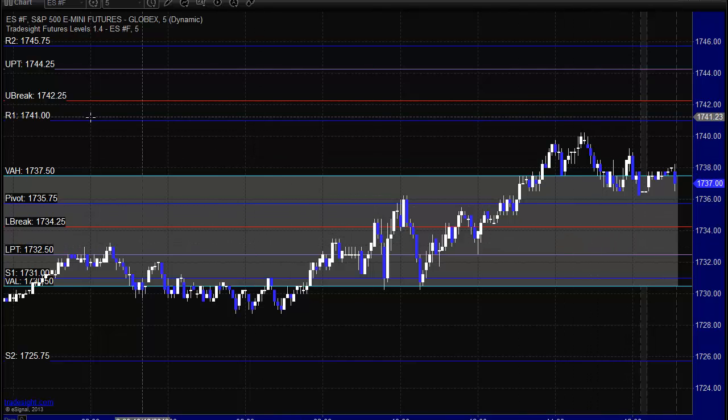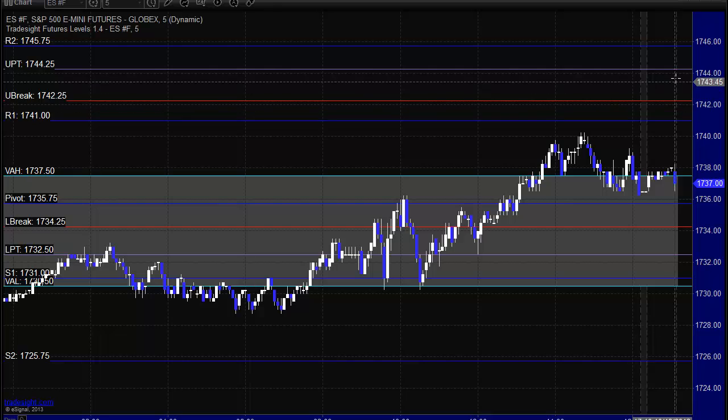Now if we do continue to the upside, we've got this R1 level off the Floor Traders Pivot Series, and then the upper break is 1742 and a quarter will come into play. Then we've got the pressure threshold here at 1744 and a quarter. That's the upper boundary of what's the expected range on the day. So if we were to break out above the upper break, we'd have a level here to look for an initial profit with the upper pressure threshold.